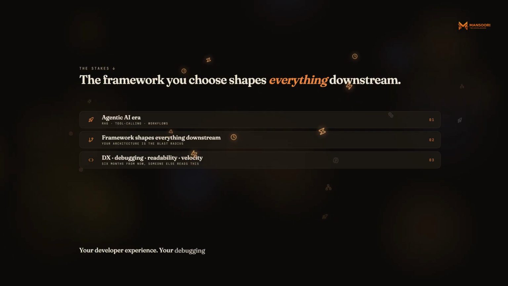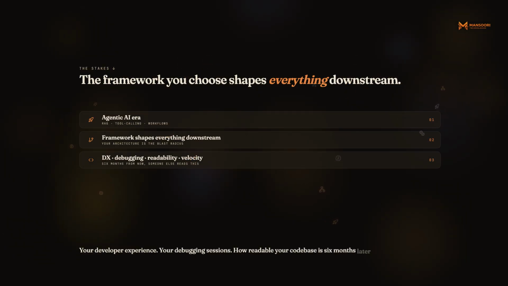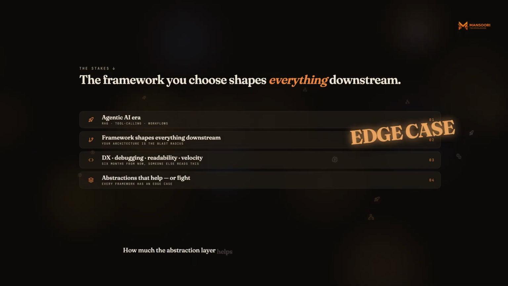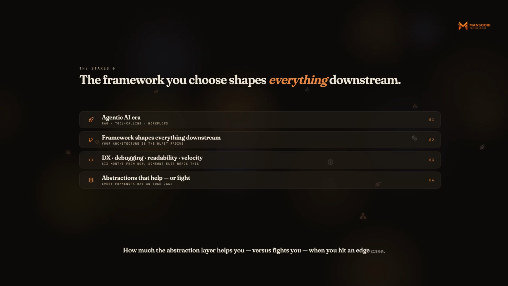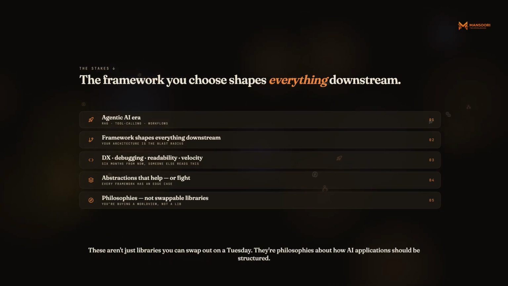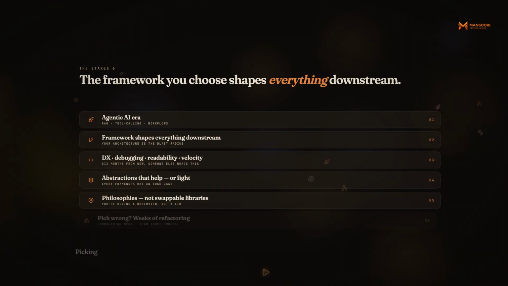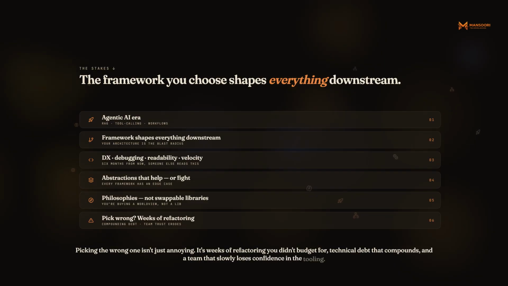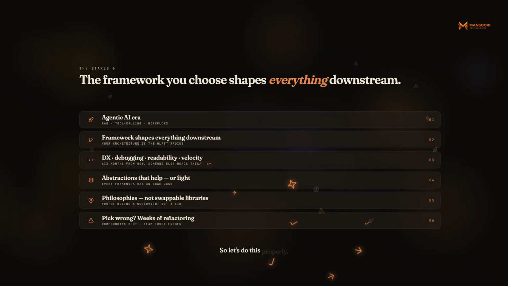Your developer experience, your debugging sessions, how readable your code base is 6 months later when someone new joins the team, how fast you can iterate, how much the abstraction layer helps you versus bites you when you hit an edge case. These aren't just libraries you can swap out on a Tuesday. They're philosophies about how AI applications should be structured. Picking the wrong one isn't just annoying. It's weeks of refactoring you didn't budget for, technical debt that compounds, and a team that slowly loses confidence in the tooling. So let's do this properly.